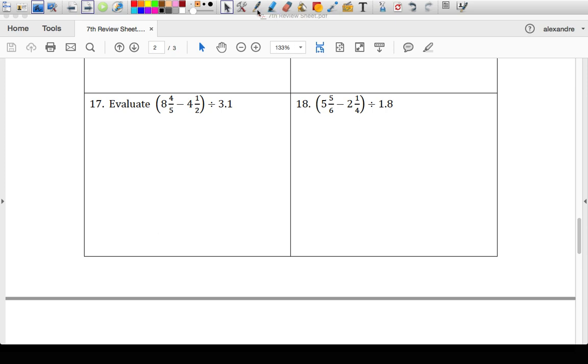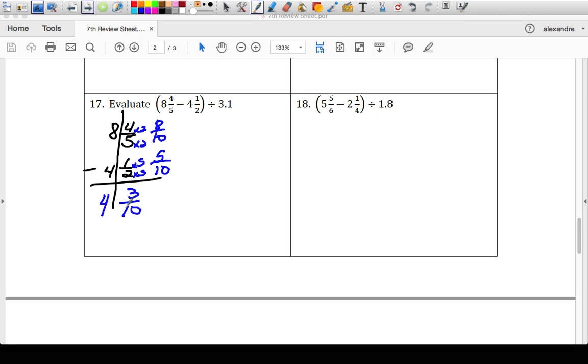Evaluate. Okay, so again, let's subtract that and then divide. So inside, we do the inside here. Okay, so just taking that. Subtract. I can't subtract because of the different denominators, so the common denominator would be 10. Right? 2 times 5. So on top is times 5, I get 5. Here will be times 2. Times 2, I get 8. Now I can subtract. 8 minus 5 is 3. 10 and 8 and 4 is 4. So I get 4 and 3/10.